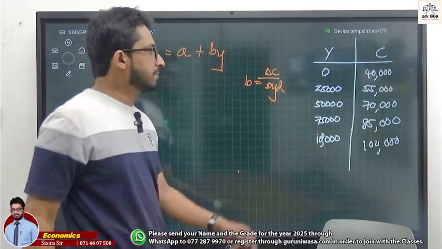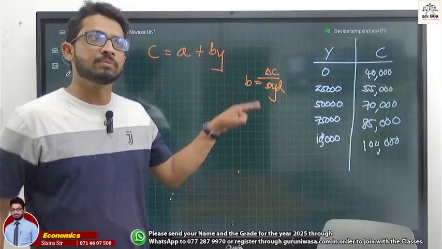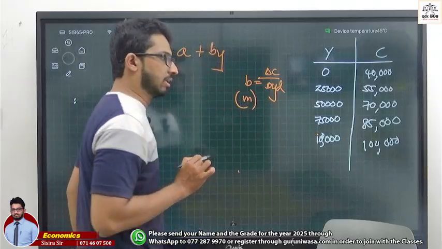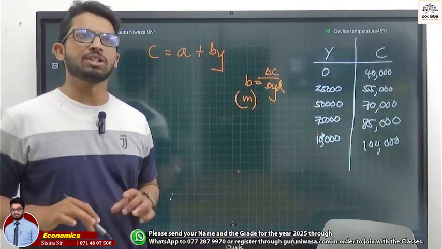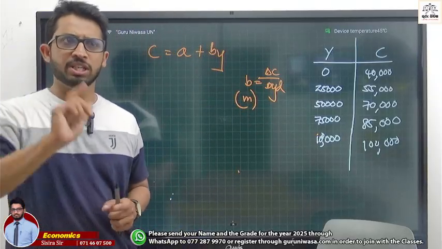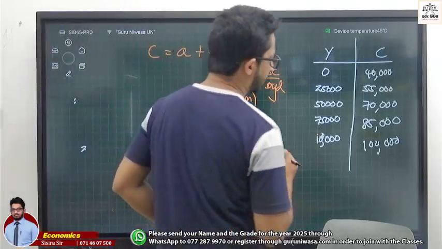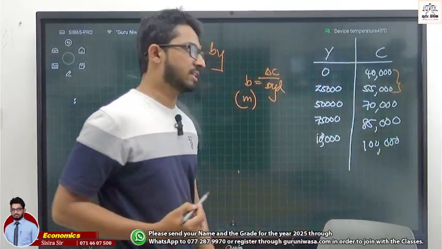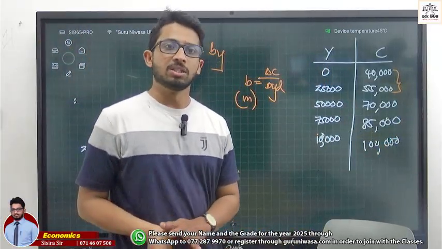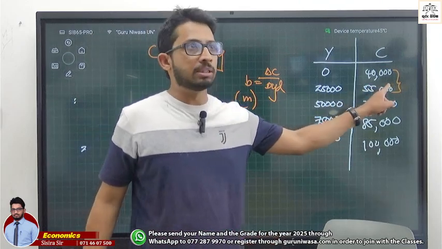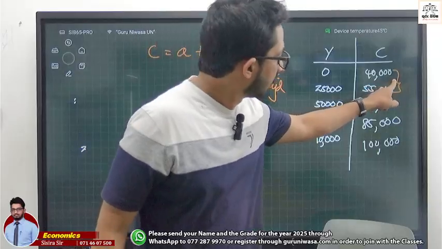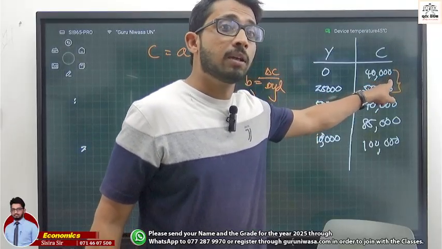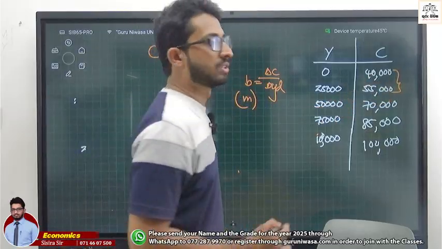Lamai, in the O-level you name this as M. It's okay, small change. Delta C means change in consumption. How much is it? Change in consumption expenditure. Kalana? 15,000. 15,000. Very good.